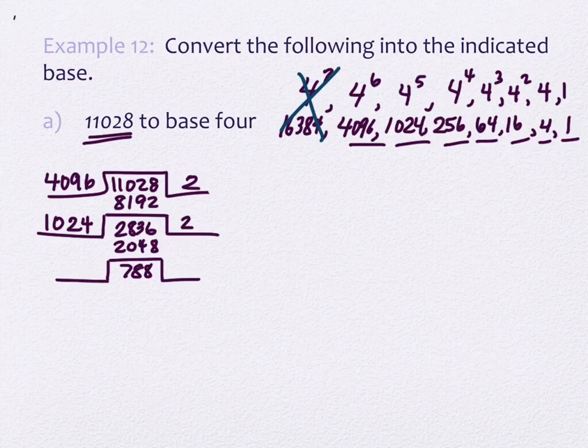What's the next value I would divide by? 256. How many times will it go into 788? 3. And what is 3 times 256? 768. Good job. And if I subtract, what do I get? 20. Nice. What would I divide by next? 64.